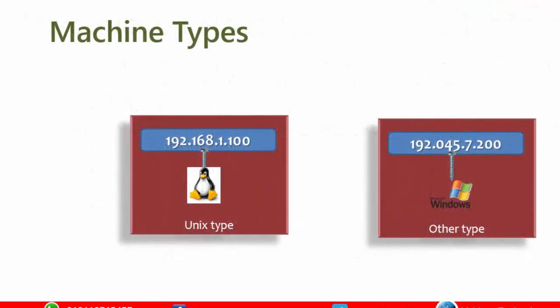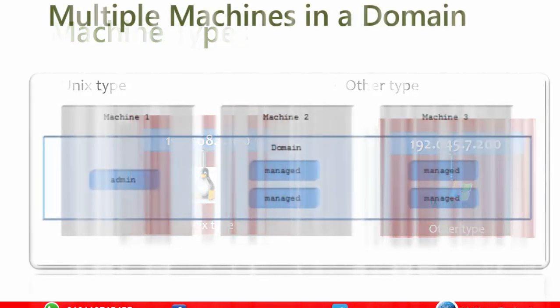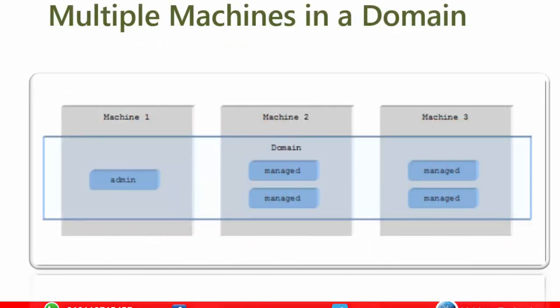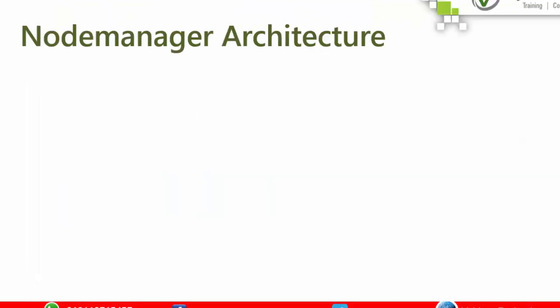What is a machine? A machine is a physical device where you are going to have an IP address. It can be identified with the domain name or IP address. There are two types of machines: Unix type and the other type, that is Windows type. So each machine is bound with one IP address. Multiple machines in a domain: you can have n number of machines. That is what is required in production real-time environments.